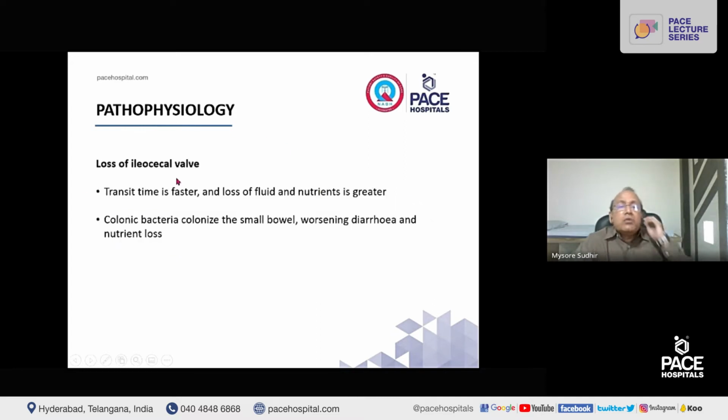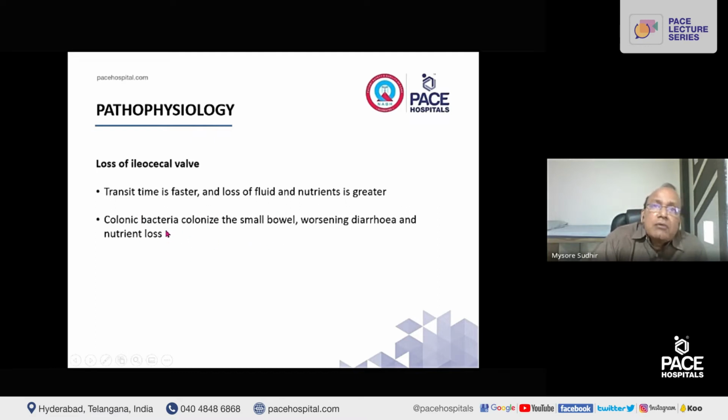Now, the presence of the ileocecal valve is very vital. It's paramount, because loss of the ileocecal valve leads to a lot of other problems. When the ileocecal valve is removed because of this resection, the transit time is faster because it's rapidly emptying from the ileum to the colon, and the loss of fluid and nutrients is much greater. And because of the loss of the IC valve, the colonic bacteria go back into the small bowel, a reflux of the bowel.